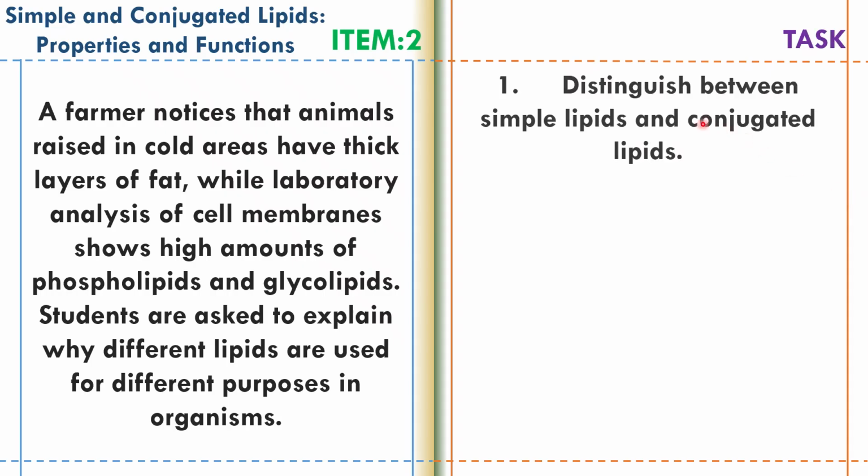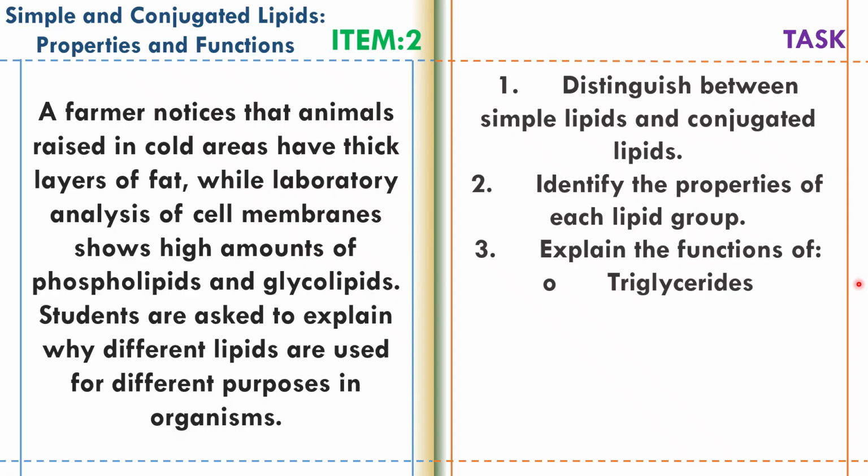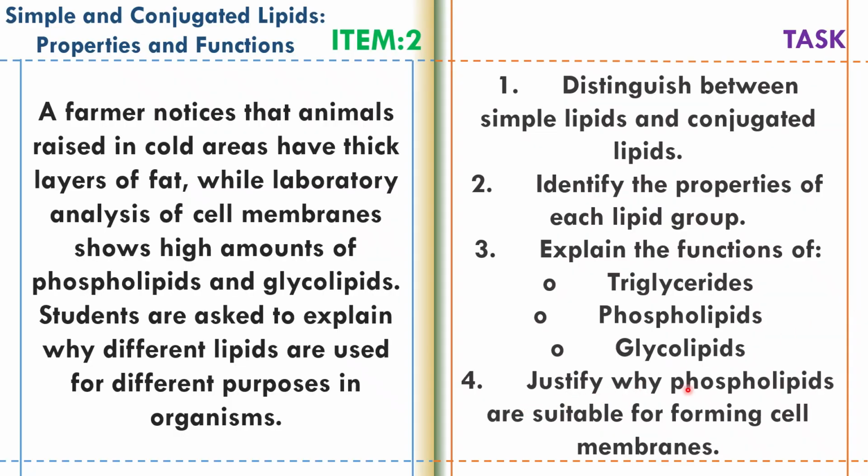Task: distinguish between simple lipids and conjugated lipids. Identify the properties of each lipid group. Explain the functions of triglycerides, phospholipids, and glycolipids. Justify why phospholipids are suitable for forming cell membranes.